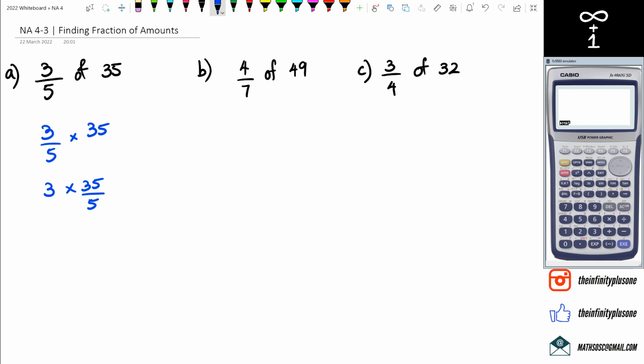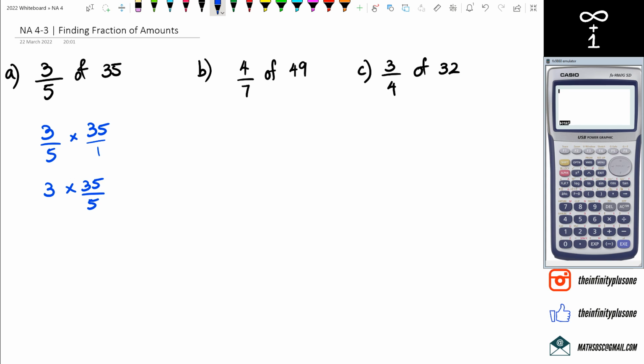The reason we do that is because when you are doing multiplication of fractions, you multiply the numerators together. And you might be thinking, well, 35 is not really a fraction, but if you think about it, it actually is. It's just 35 over 1. So in the numerator, we've got 3 times 35. In the denominator, we've got 5 times 1.